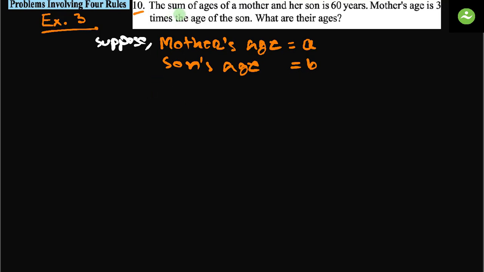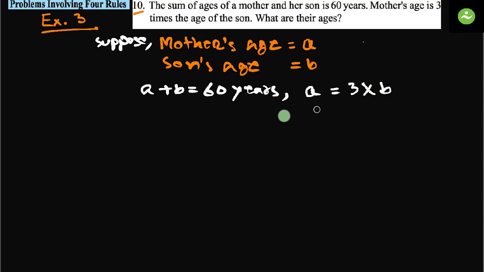Now according to the question, the sum of ages is 60 years, means A plus B equals 60 years. Again they said mother's age is 3 times the age of the son, means A equals 3B, 3 into B or 3B.